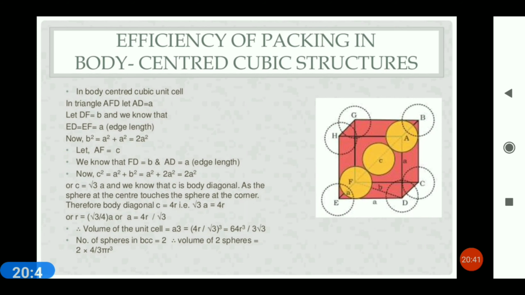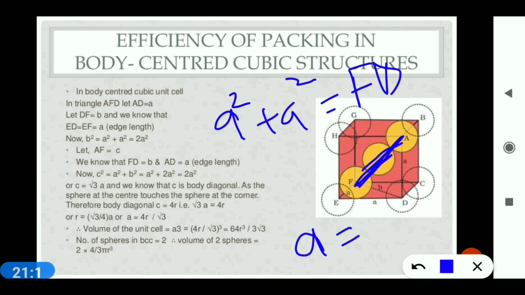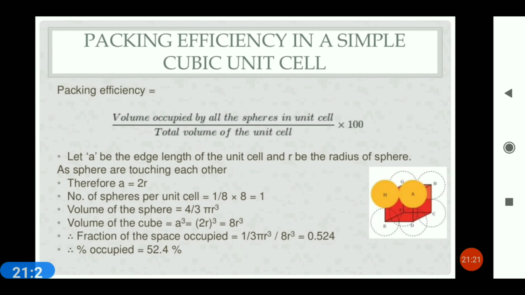Packing efficiency in body centered. So if you see the body centered, here it is covering the diameter of the center one and radius of the two circles. So A can be calculated by the Pythagoras because this is the line and you have to find out the A. So A square plus A square is equal to FD square, side FD. So it is 2 square and under root will be equal to FD. You can see the calculation here.